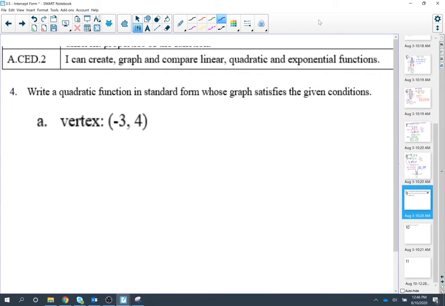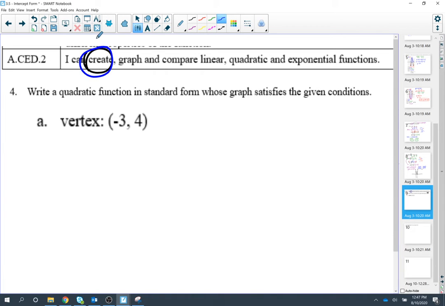Last but not least, number 4. Now, I just wanted to point out here that in our list of standards, number 4 says to write a quadratic function. We did this a little bit in the last section as well, but when we're writing these functions, we're kind of touching on this standard A.CED.2, which is I can create, graph, and compare linear, quadratic, and exponential functions. But the key here is we're working on the create piece.